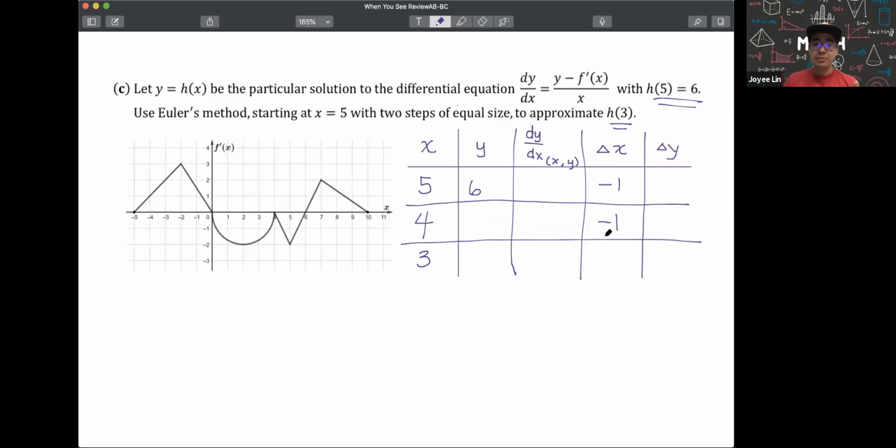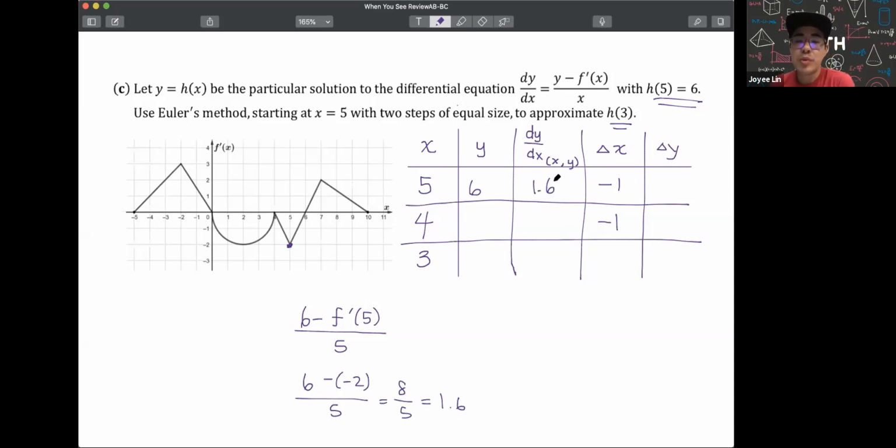Okay, so I have these 2 points, and I'm going to plug them into the slope equation now. I know my y is equal to 6. I know my x is equal to 5, so f prime of 5 over 5, right? And this is the f prime graph, so I can read my f prime of 5 as just negative 2. So my first dy/dx is going to be 6 minus negative 2 over 5. That's 8 over 5, which is also 1.6. Okay, so 1.6.